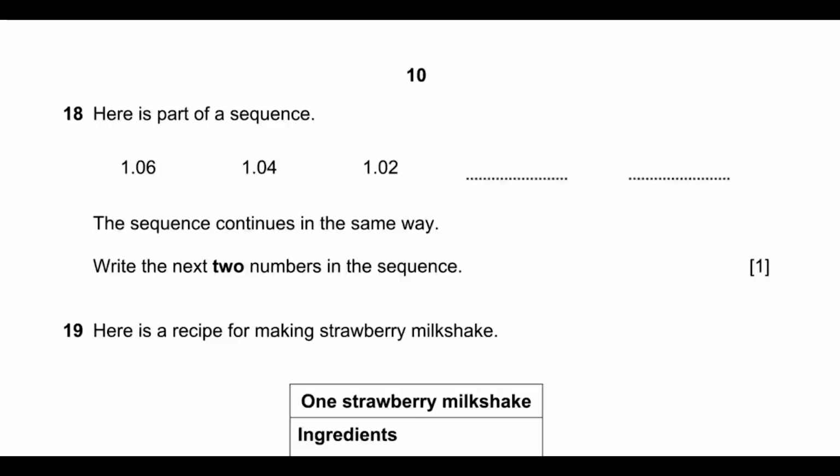So let's look into another question. That will be question 8. So here is part of a sequence. We have 1.04, 1.06, 1.04, 1.02. So it's like you're subtracting 0.02. Write the next two numbers in this sequence. This will be 1.00. Then if you subtract 0.02, the next one will be 0.98.